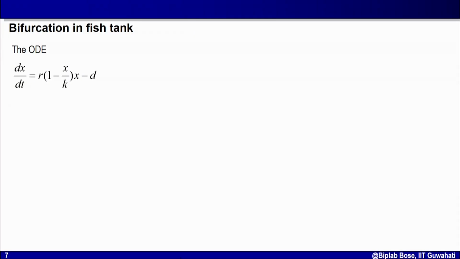So the rate of change of number of fish is dx/dt = r(1 - x/k)x - d, where k is the carrying capacity, r is the rate constant for growth, and d is the constant rate by which we are removing the fish. So I want to see whether this system has bifurcation with respect to this parameter d or not.